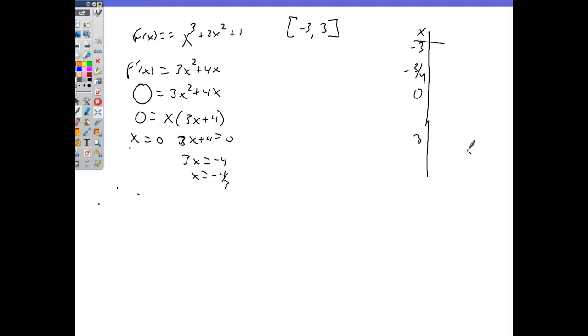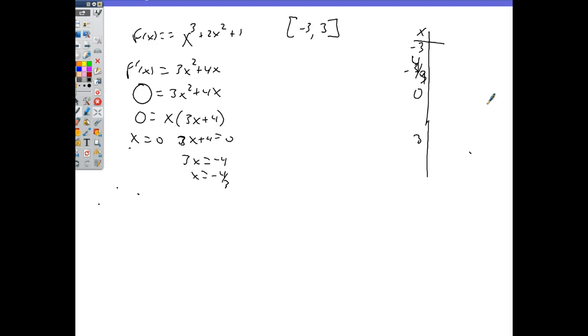Now, how do I find whether these are maximums or minimums, Mr. Dietz? Wait, it's -4/3. Sorry, thank you. You're going to plug them back into the original equation, get an answer, and then compare.